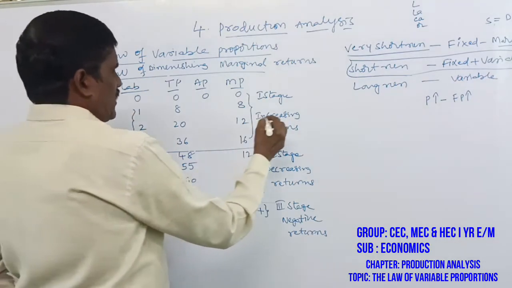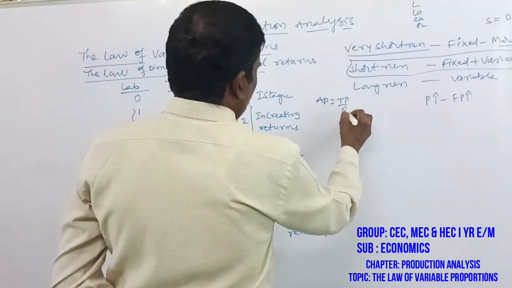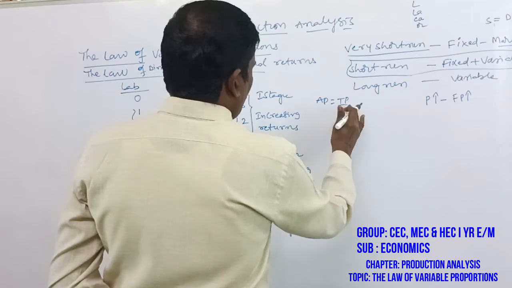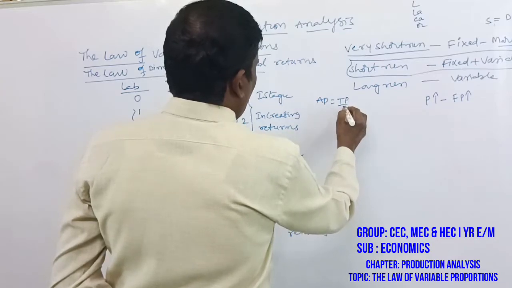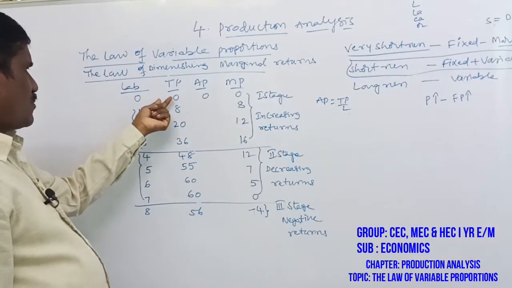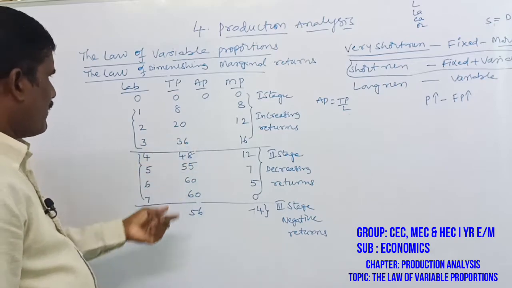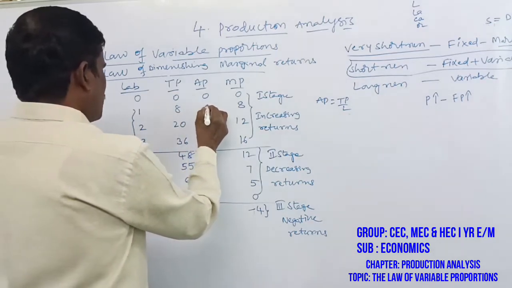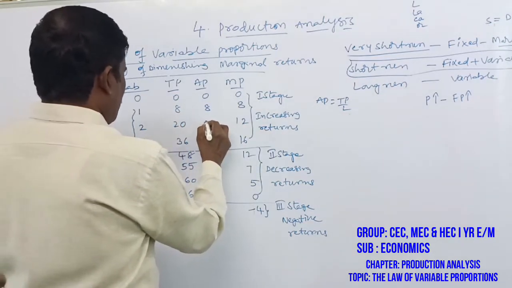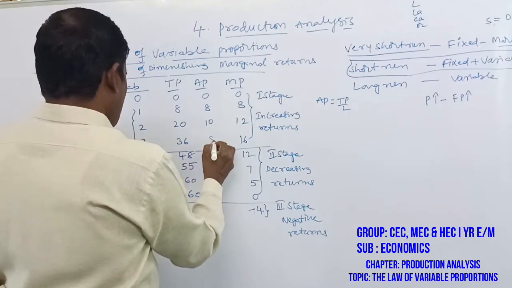Then average production, how can we get the average production? AP is equal to TP by Q or TP by L. AP is equal to TP by L. TP means here the total production. Total production is divided by number of labor, we get the average production. 8 divided by 1, 8. And 20 divided by 10, 2, 20.